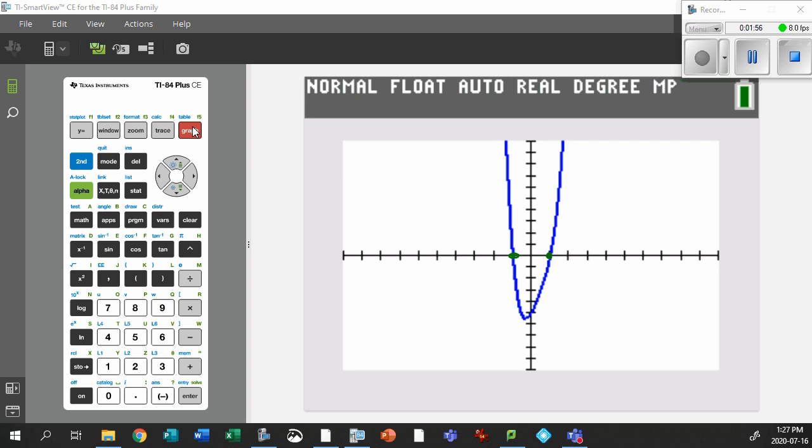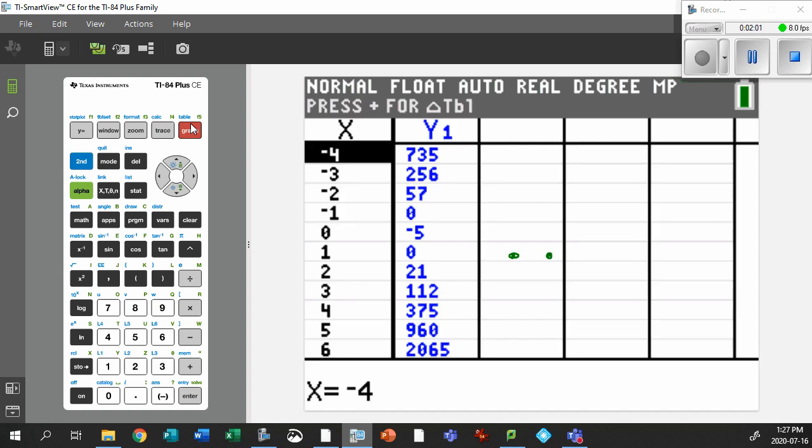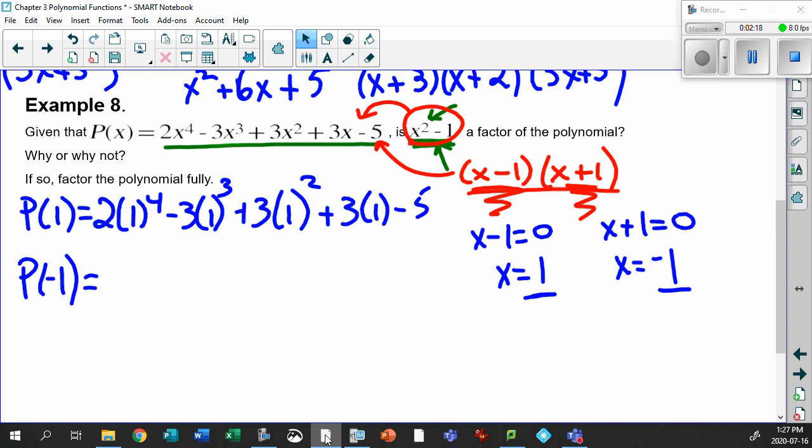But I want to be sure. So I'll go second, go to table, and sure enough, there's 1 right there. It gives me 0. Yay. And the other one right here, so minus 1 works and positive 1 works. They both give me zeros. I know that this works. So guess what I have to do now? This becomes the fun part.